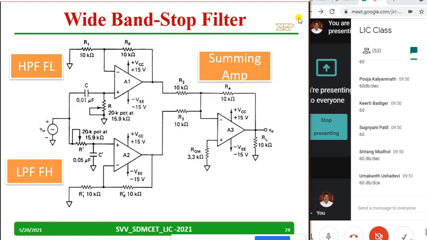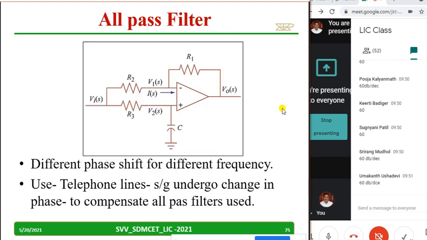This is the complete circuit for your reference. I am taking a high pass filter, a low pass filter and a summing amplifier which I have studied, so that I will get a total band pass filter. And the all pass filter, the name itself gives the idea. All pass means every signal will be passed. Then what is the use, sir? This has some application, I think it is there in the next slide.